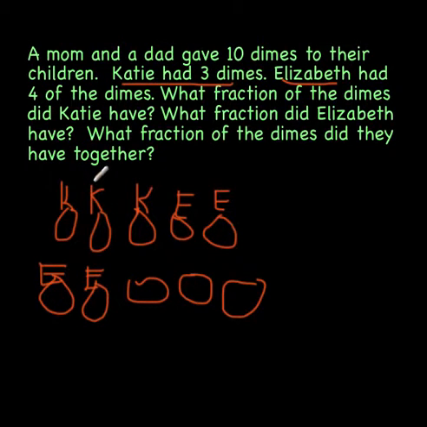What fraction of the dimes did Katie have? Well, top number tells me what I'm counting. Katie had 1, 2, 3. 3 out of the 10 dimes. Bottom number is the total. So 3/10 are Katie's.